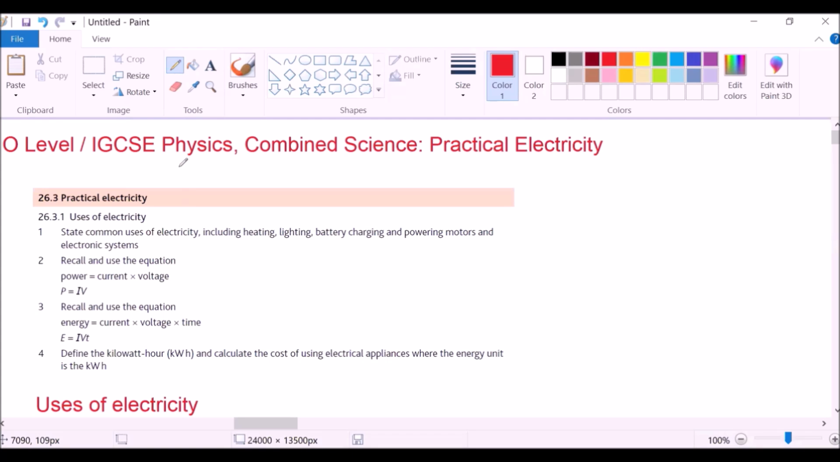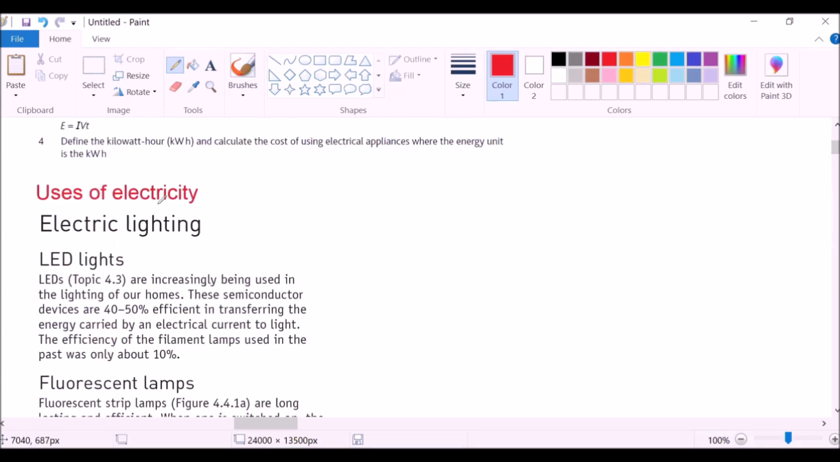Today we look at O-Level and IGCSE Physics for Pure Physics and Combined Science. The topic is practical electricity. Uses of electricity. The first use of electricity is electric lighting.